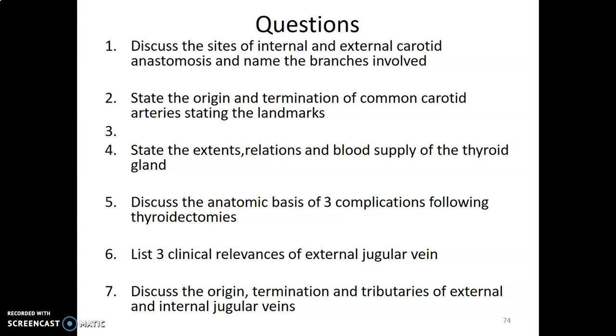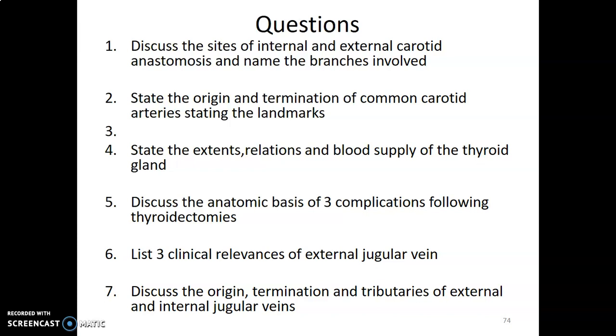Because it's a vein, remember, it's going to drain into the right atria eventually of the heart. So if there's a congestive heart failure, you tend to see the external jugular vein. It becomes very palpable and very visible. So you need to be able to explain the clinical relevance of this external jugular vein. Okay. Then you have the origin, termination, and tributaries of external and internal jugular vein.